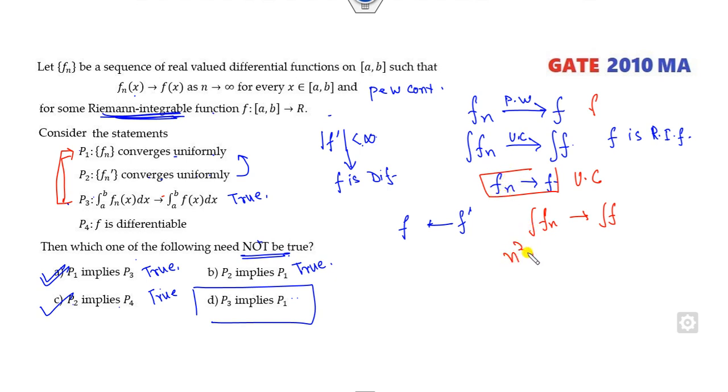A very simple one is n square x over something, n x power 4, or I can simply take x or x square. I can take the square of this. Clearly this is not a uniform convergence. So this is my correct answer to this problem, because they need a false statement.